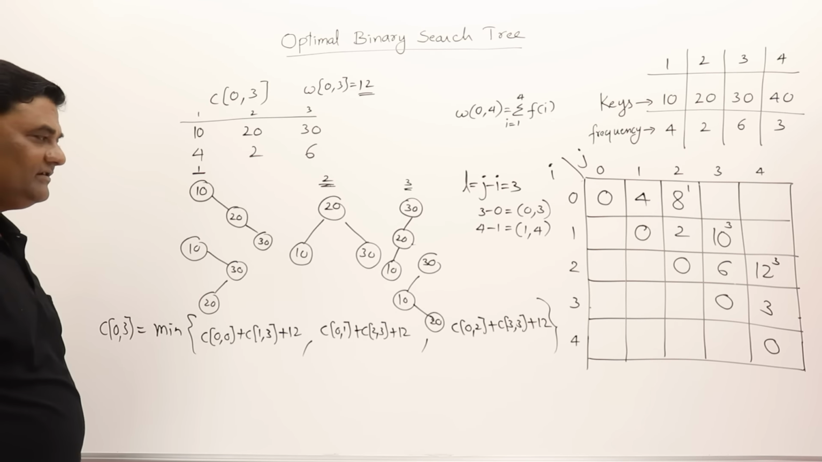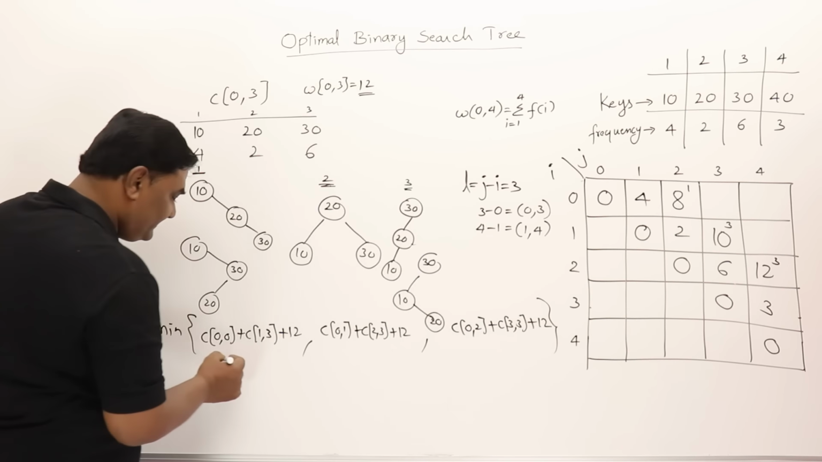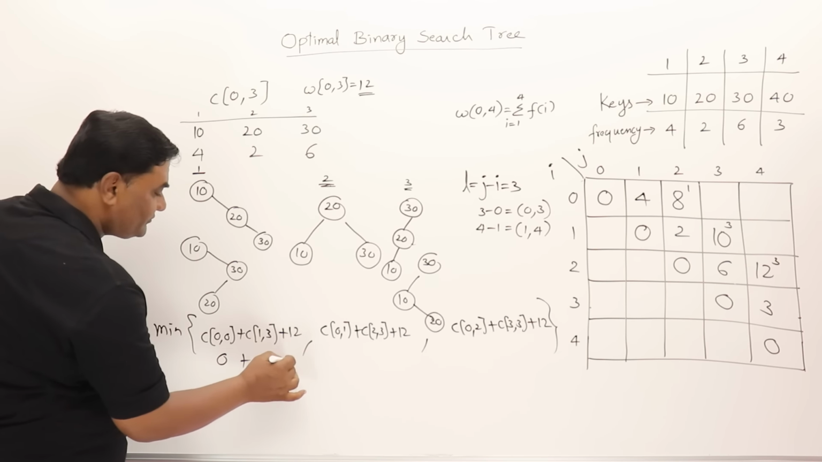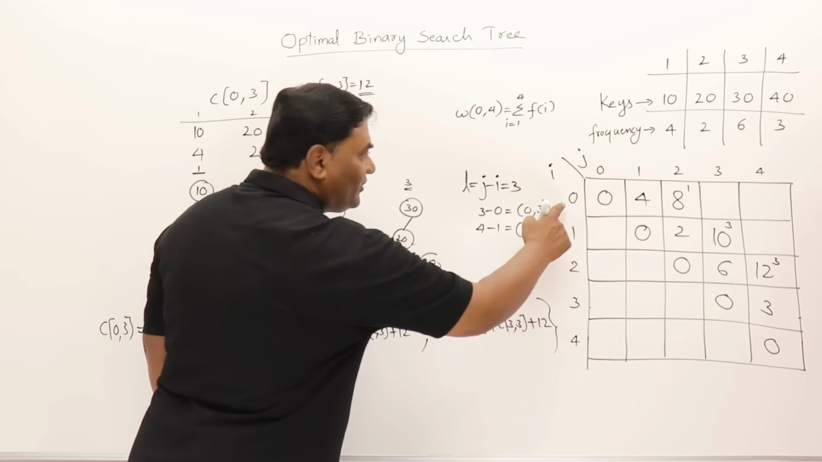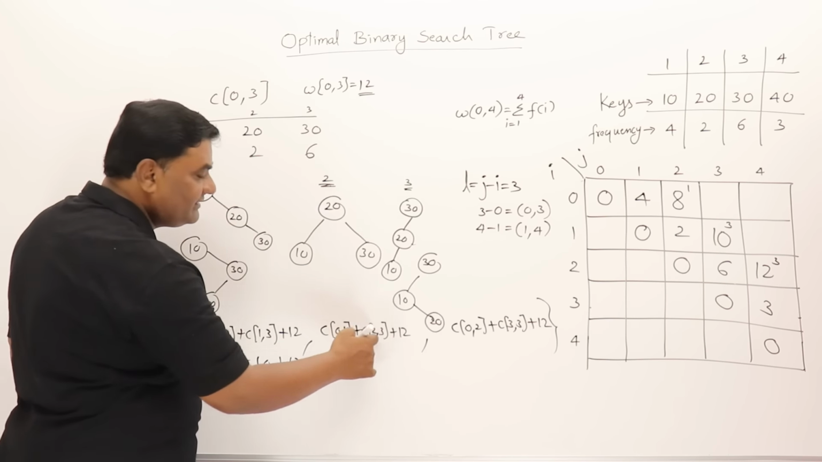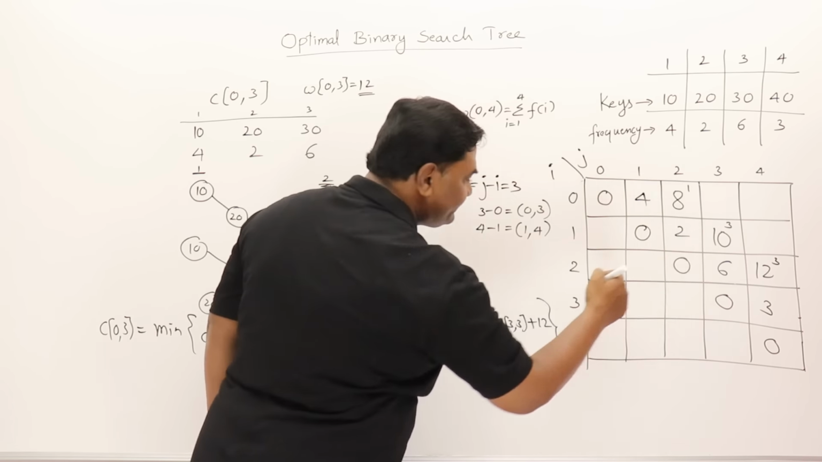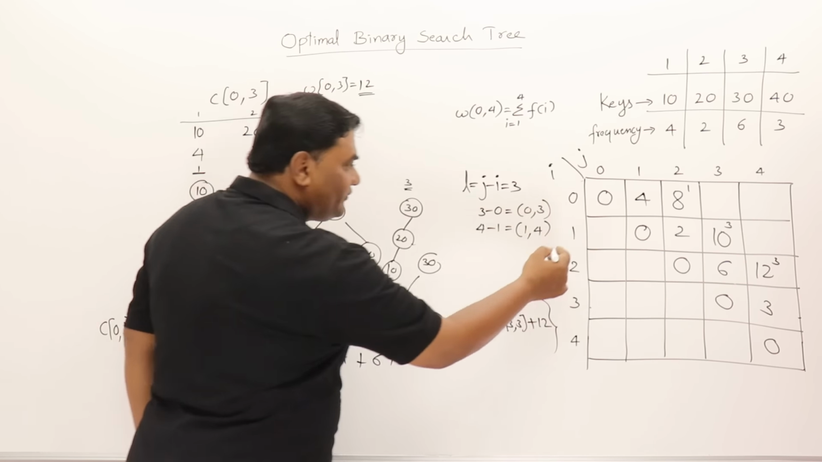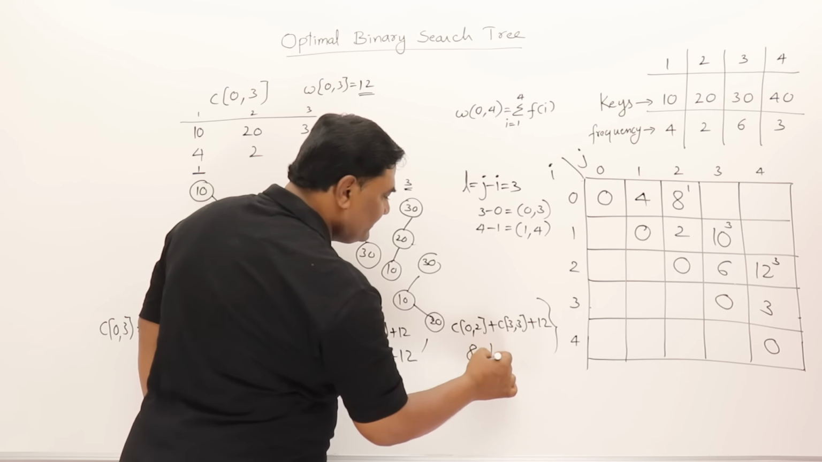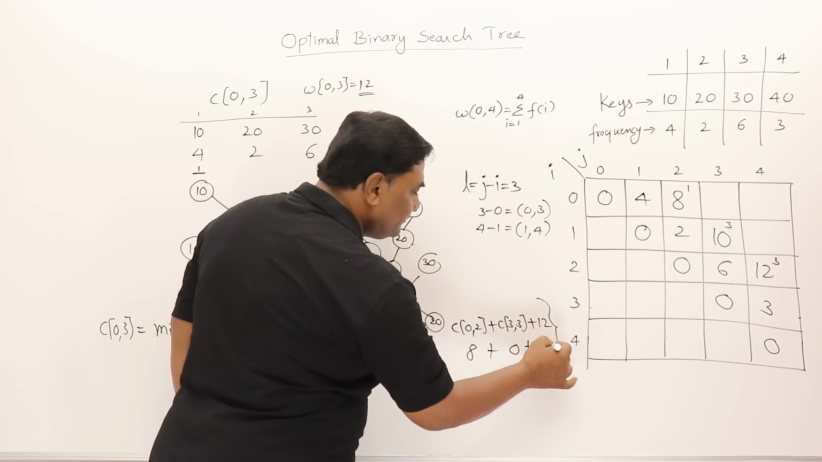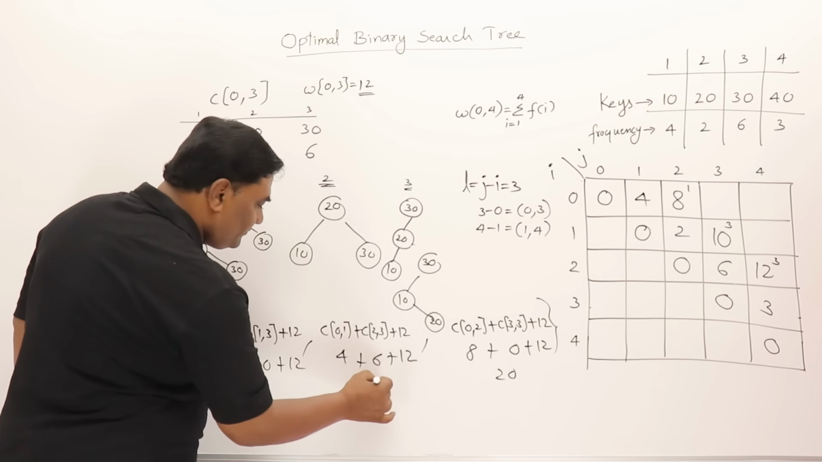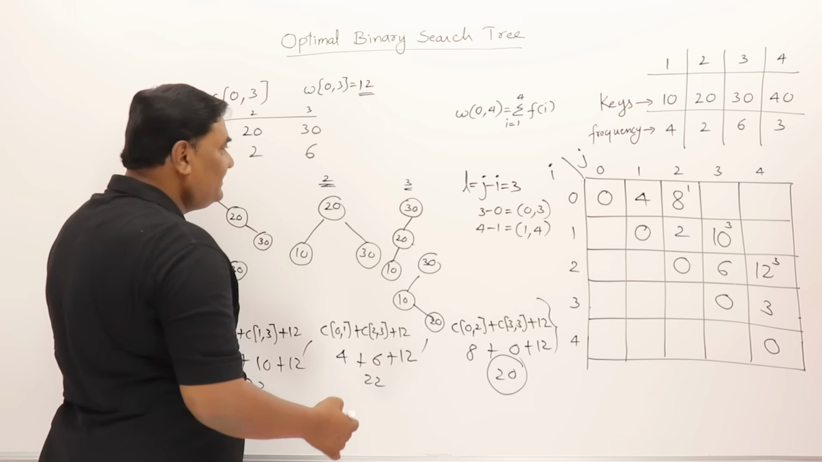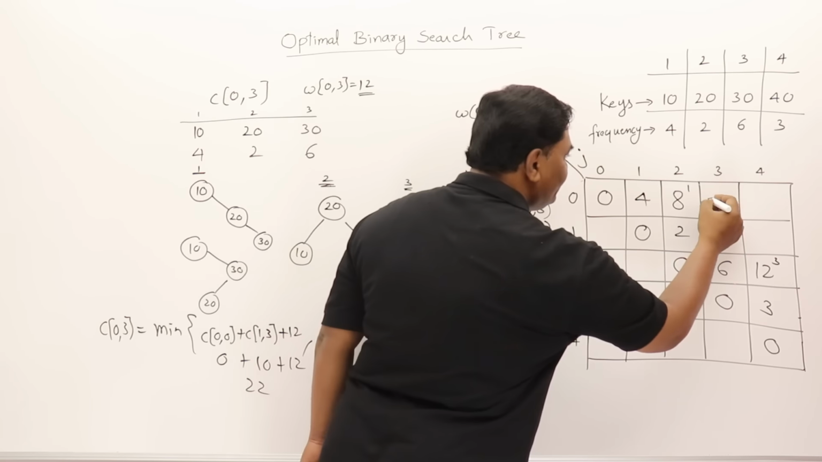C of 0 comma 3. So 0 comma 0, that is 0, plus 1 comma 3, how much? 10 plus 12, 22. 0 comma 1, how much? 4 plus 2 comma 3, how much? 2 comma 3 is 6 plus 12. So this is 22. Then 0 comma 2, how much? 8 plus 3 comma 3, 0 plus 12. This is 20. So 22 and this is also 22. Which one has given minimum result? This is 20. So 0 comma 3 is 20.